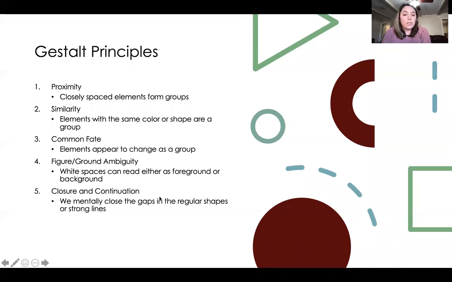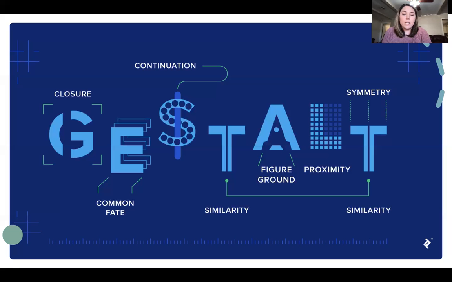And then lastly, closure and continuation. We just automatically will close the gaps in figures that we're used to. Like this letter G here, we still know it's a letter G, even though it has a giant line through it.